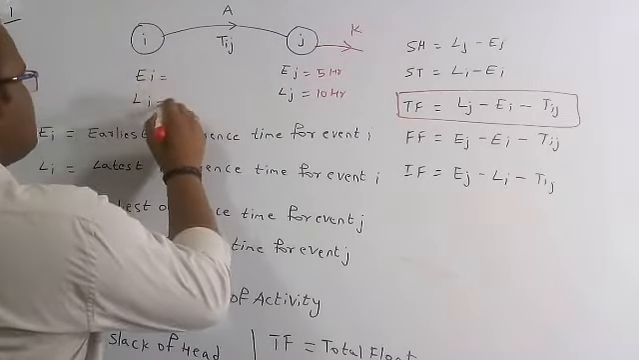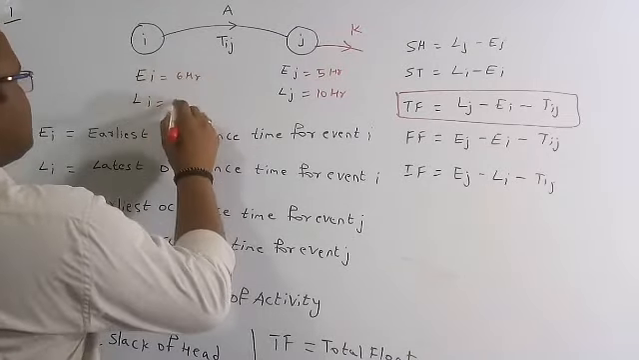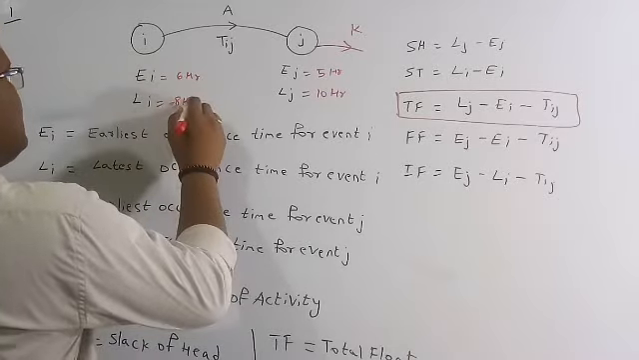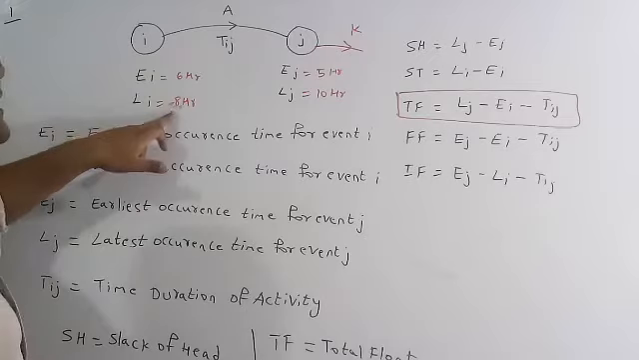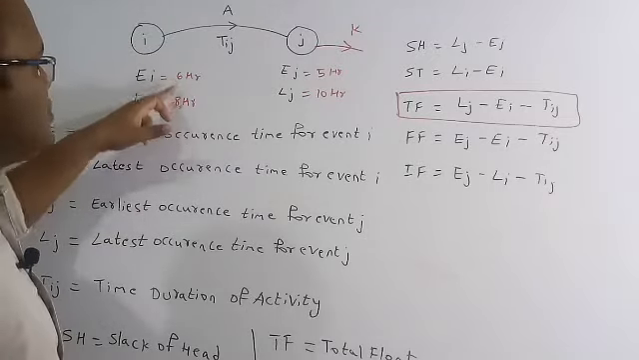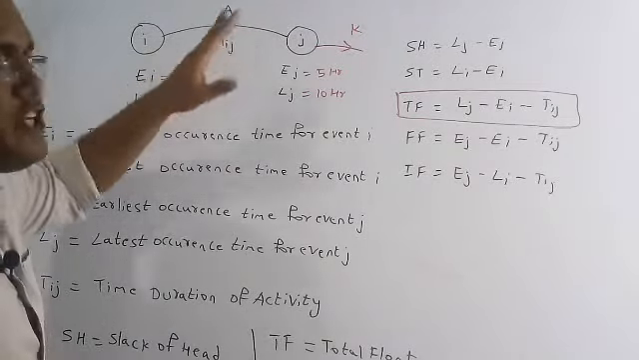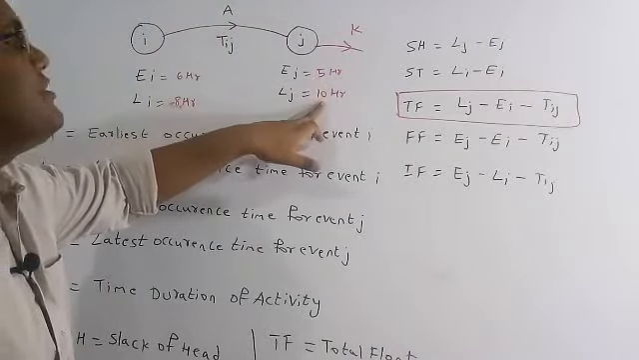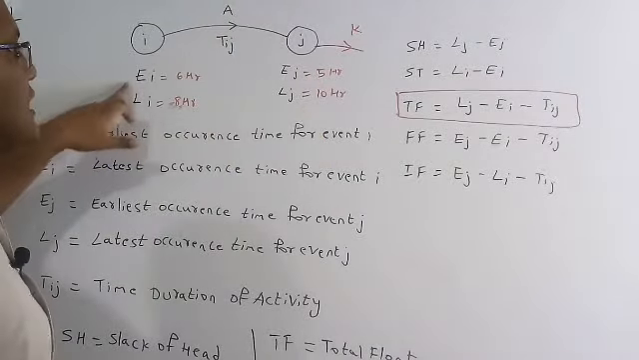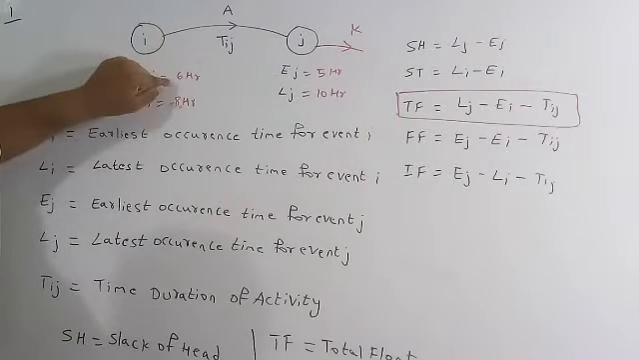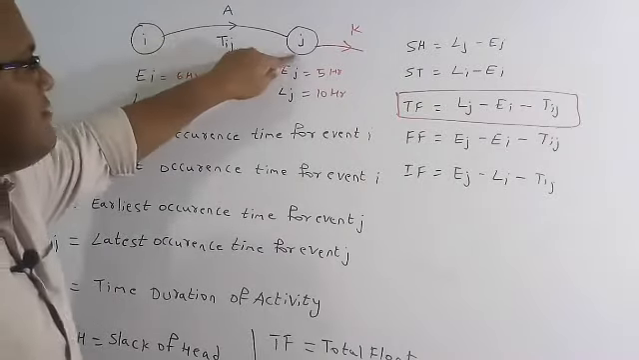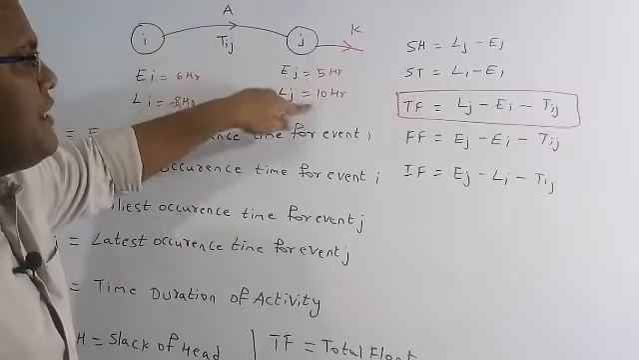Suppose this is 6 hours and this is 8 hours. So this event has to start within this 6 to 8 hours, and this event has to finish within this 5 to 10 hours only. Here is the start, and here it is finished. So this event has to start within 6 to 8 hours, and the event has to finish within 5 to 10 hours only.